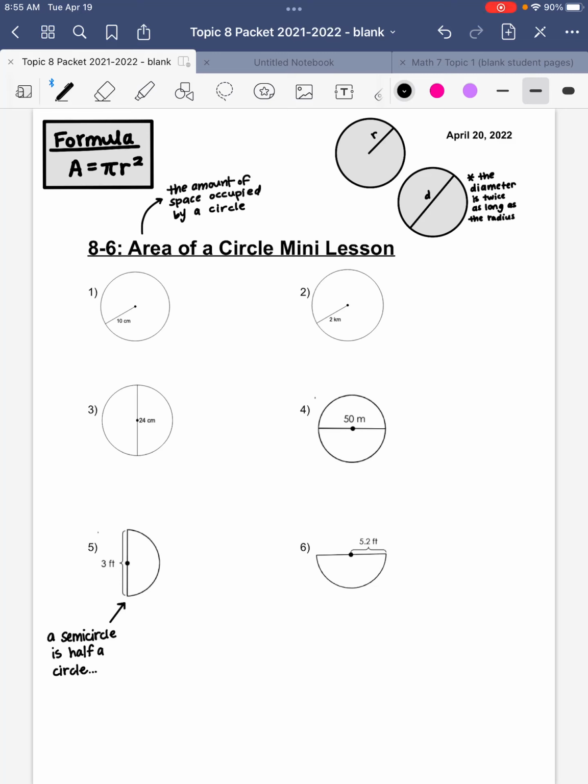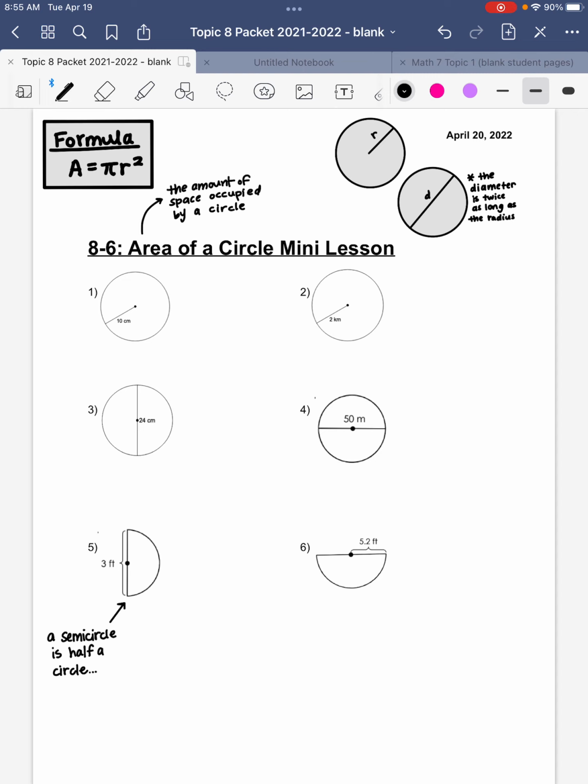Hey y'all, today is April 20th and we are going over lesson 8-6, area of a circle. This is just a little mini lesson that you can watch to help you understand better or to catch up on notes if you are on the choir or band trip.